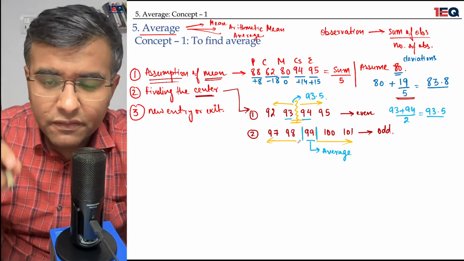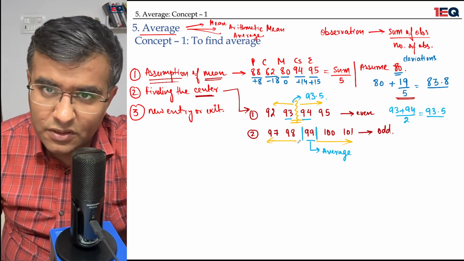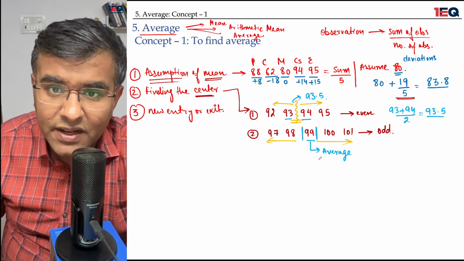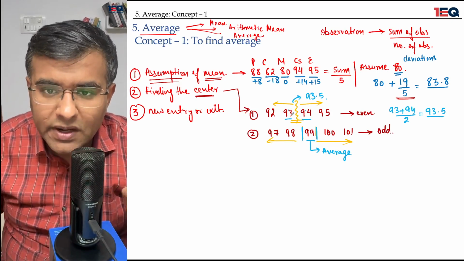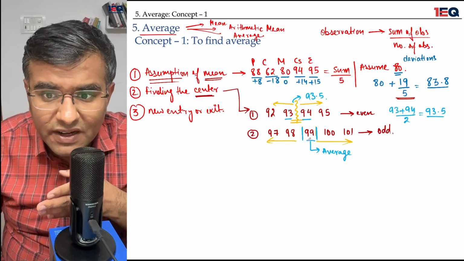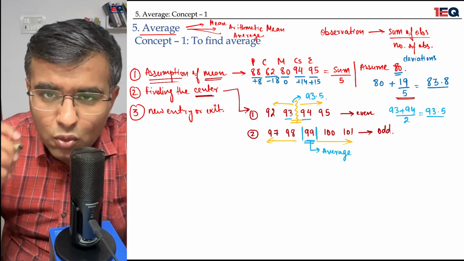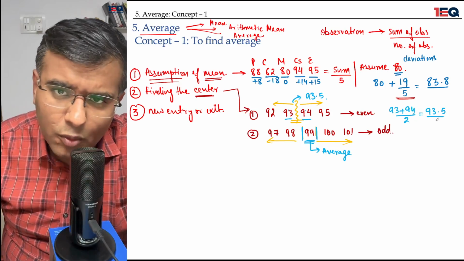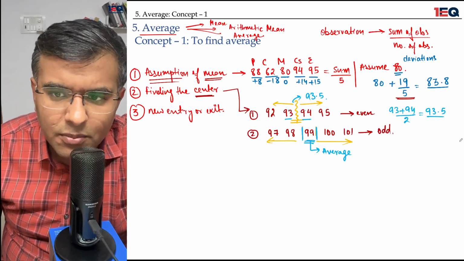So whenever we are in a situation where we have consecutive terms and you are asked to find an average, you are supposed to break them apart into two equal parts and find the central term. In some cases you will find the central term straight away, as we can see 99 over here, and in some cases you will have to go just one step further and find out 93 plus 94 upon 2, which is 93.5. I hope you are able to understand completely.